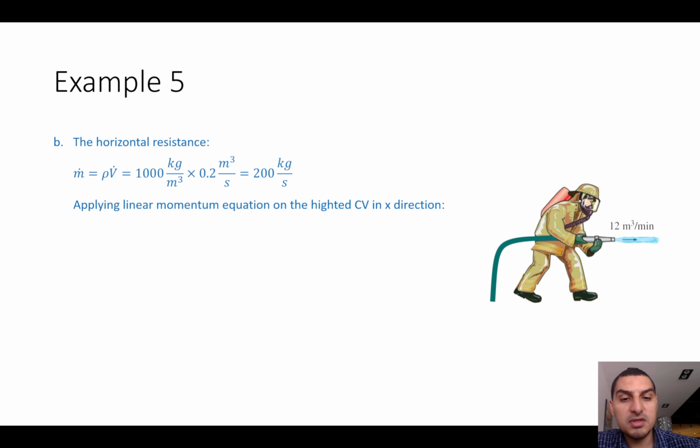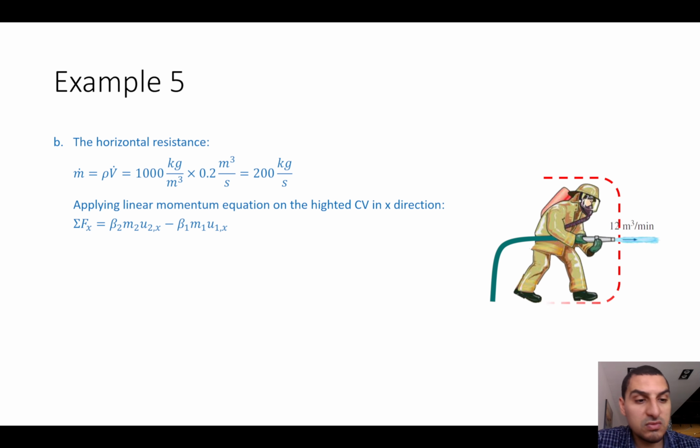By applying the momentum equation in the x direction, the equation is: summation of forces in the x direction equals beta m2 u2x minus beta m1 u1x. Let's first set our control volume. The control volume that we will pick is this, because it will include the reaction force acting here, and this is the velocity that we already calculated in part A. So from this we can put the forces that we have.